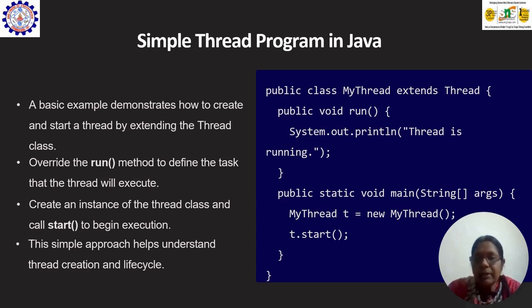And in the main, that is public static void main, we call this subclass through its object to start the thread. Now we create an object for the subclass myThread as t, and we start the thread using the t.start method. The method run is overridden and the output that is printed here is Thread is running. That is a simple program where we implement the thread concept in Java.